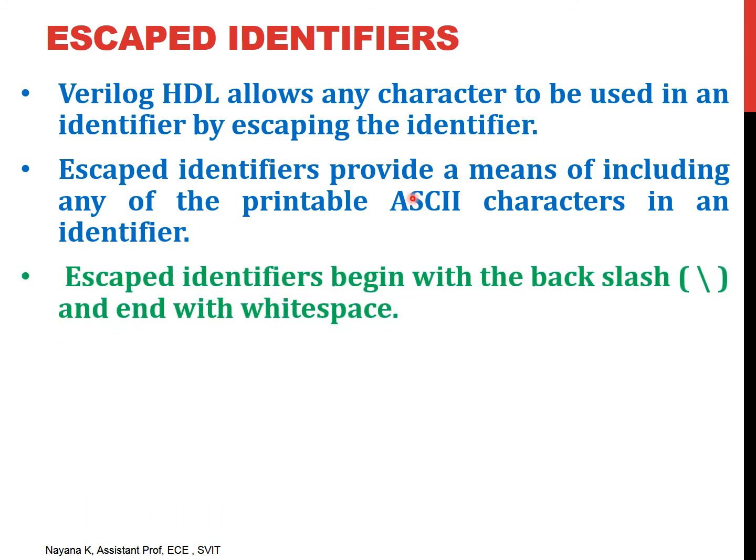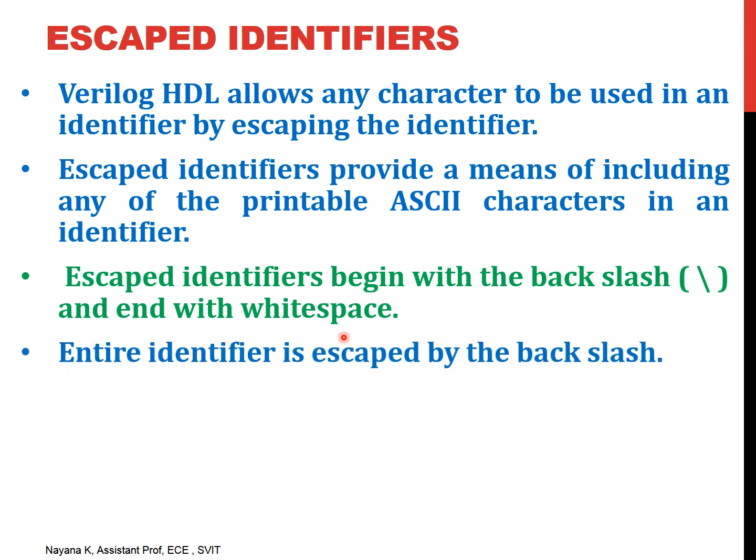How do we do that? To use an identifier with special characters, we have to escape that by beginning with a backslash and ending with a white space. Let us look into an example, then you'll be more clear about it. So when you begin any identifier with a backslash and end it with a white space, that is a blank space, then the entire identifier is escaped by the backslash and it is acceptable.